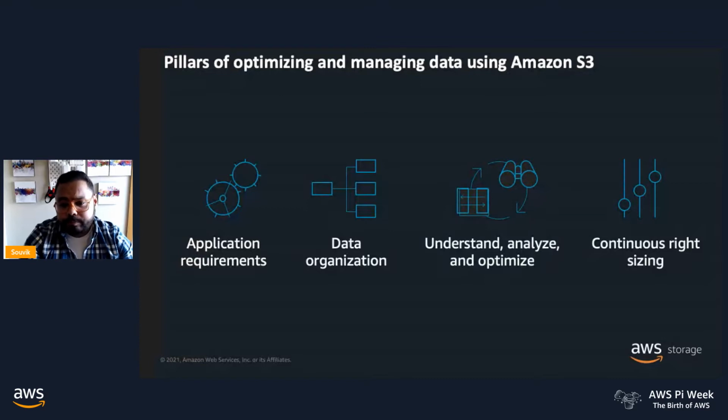The third pillar is all about understanding your storage and how your workload behaves over time. We expect to see a wide diversity of data sets across your organization, accessed at different rates and requiring different levels of performance. The fourth pillar is what we call continuous right sizing. When I say right sizing, it is really all about choosing the right storage class for all the data sets you organized and setting up the right policies that fit your application requirements.